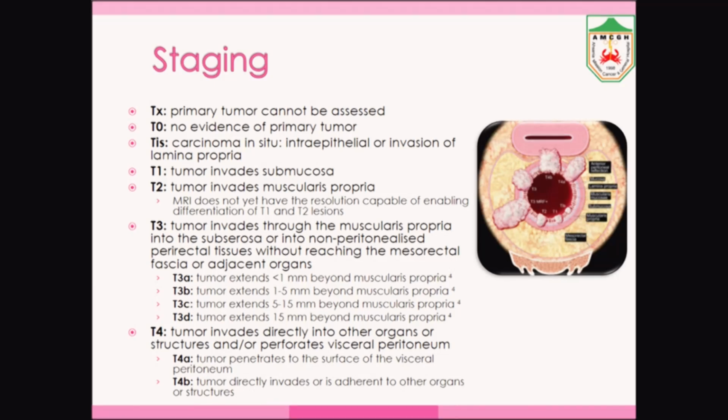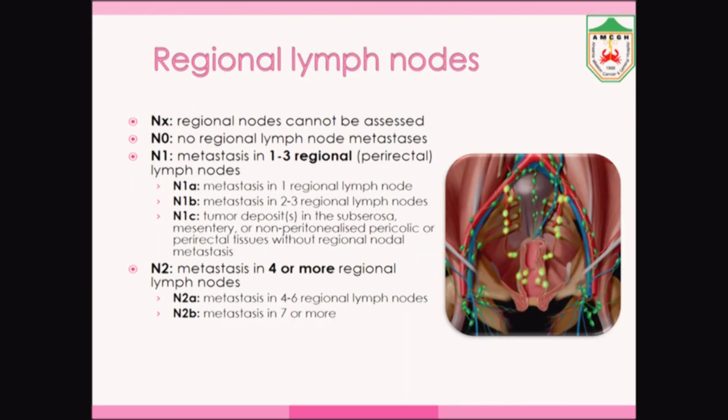For staging, T1 invades the submucosa, T2 invades the muscularis propria, and T3 invades beyond the muscularis propria and has a different grading system. I will show you in the picture. T4 directly invades the adjacent structure or visceral peritoneum. N0 is no regional lymph node. N1 is 1 to 3 regional lymph nodes. N2 is 4 or more.